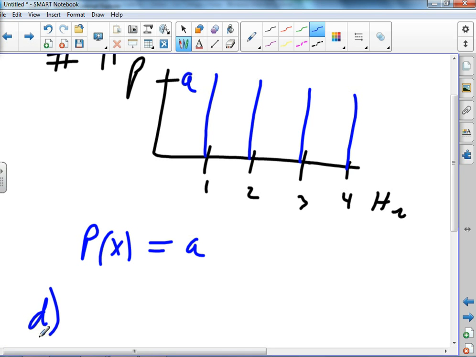What is the probability that a service call will take 3 hours? Probability of a 3-hour call is 0.25 because they're all the same. 1/4.